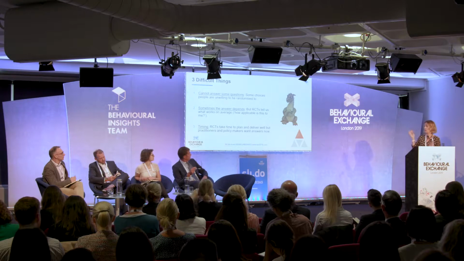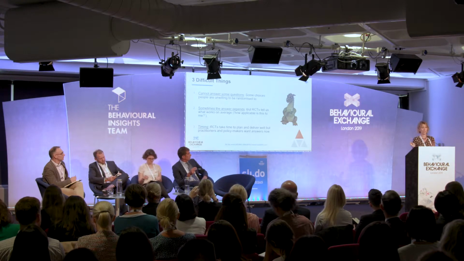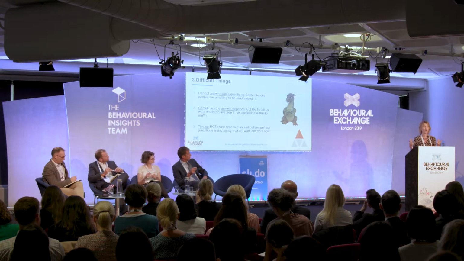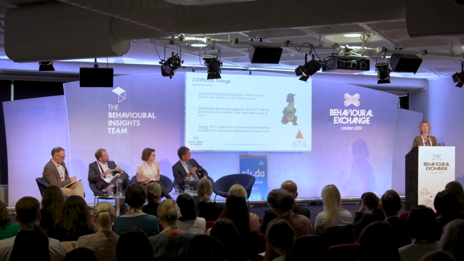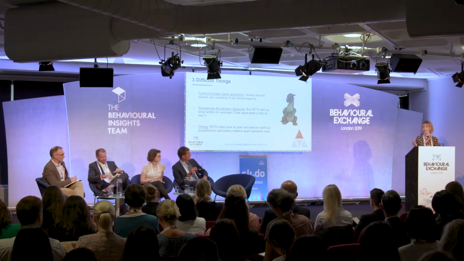And secondly, and this is also a big one, sometimes the answer depends. RCTs are great for telling us on average whether something works, but how is an individual school supposed to know whether or not that answer is applicable to them? And I've learned that we need hundreds of schools to tell us what works on average, so imagine how many we need in order to be able to tell what works for different kinds of schools and pupils. And this is a third difficult thing, timing. So I wasn't sure whether to include this because I think to some extent this applies to all kinds of high quality research. But decision makers want answers now, and RCTs take time to plan and deliver well.